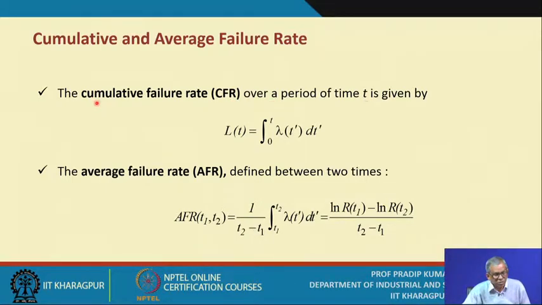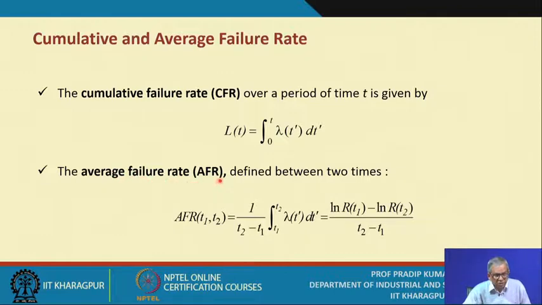That is why it is known as the cumulative failure rate. With the notations we have used, it is given as L(t) equals the integral from 0 to t of lambda(t) dt. So now you have this expression for CFR.